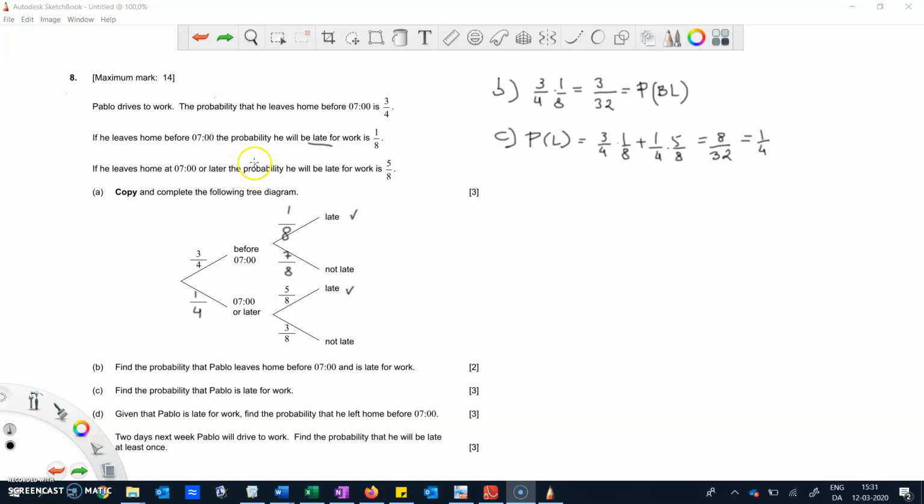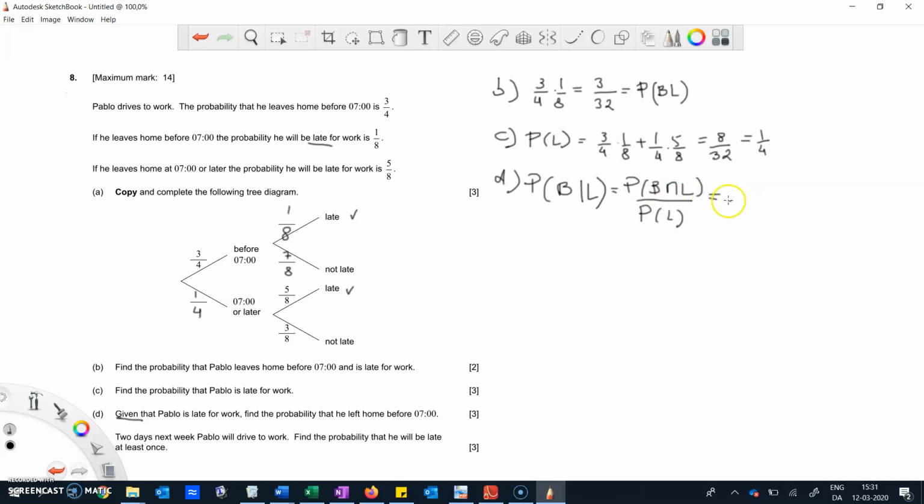Now, in point D, they ask us, given that Pablo is late for work. So this word given should immediately ring a bell about conditional probability, okay? Given that he is late, find the probability that he left home before 7. Now here, we can just use the formula as we find it in the formula booklet. Check it out. So it's the probability of B intersected L divided by the probability of L.